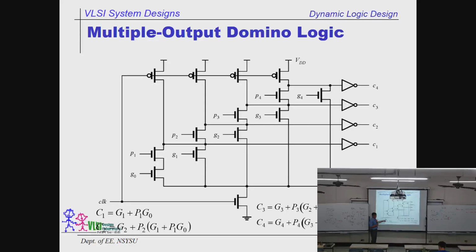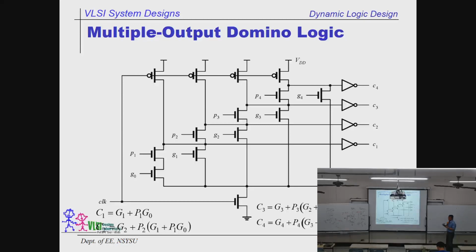Okay, it's amazing. So the generation of C1 is G1 plus P1 G0. I think I told you this one before. And C2 is G2 plus P2 times G1 plus P1 G0. And we have similar equations going on, so on and so forth. Okay, so if you forget how to do the generation of carry, let me refresh your memory over here.